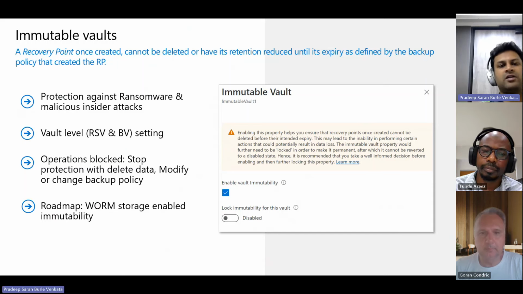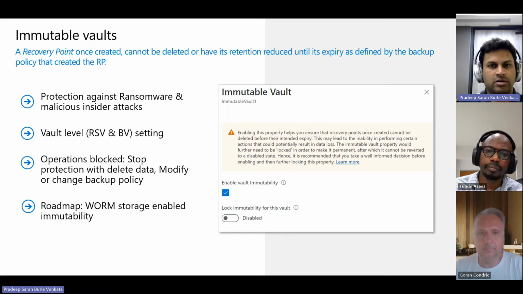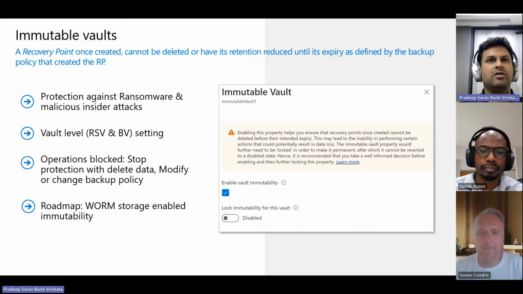And the other one that we have is immutable vaults. This is again a vault capability. Once you enable this, customers, or users, will not be able to delete their recovery points. And another good part is, let's say a typical ransomware attack happens, and there could be a scenario where they can reduce your backup policy retention period. That is one way where they can create huge impact, right?